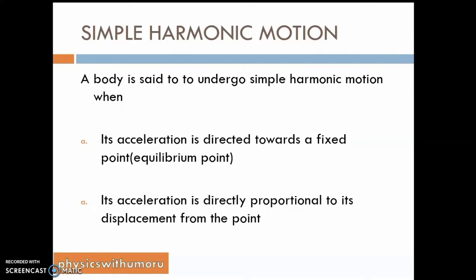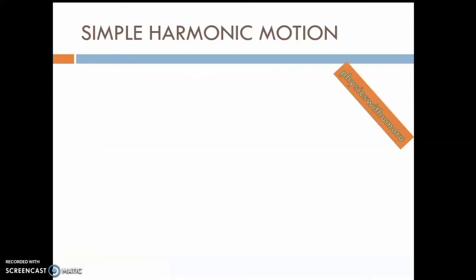Motions that are simple harmonic must be periodic. It must be a kind of motion that repeats itself, for example, circular motion or the vibratory or oscillatory motion, just like we have here. For a motion to be simple harmonic, it must be a periodic motion, a motion that repeats itself at a given time.